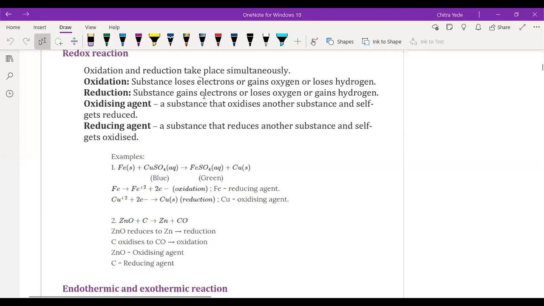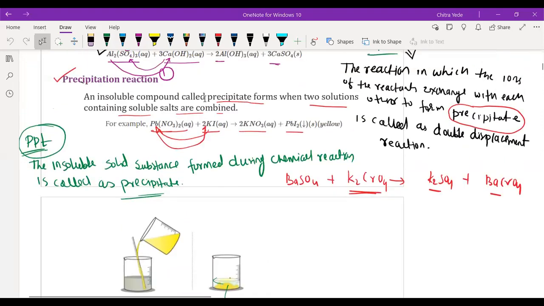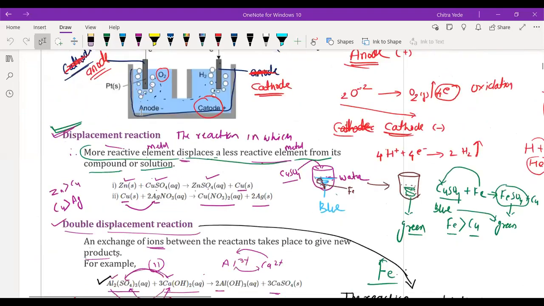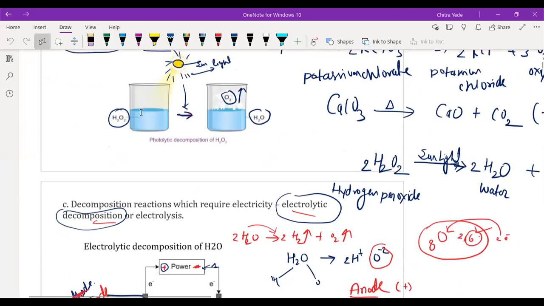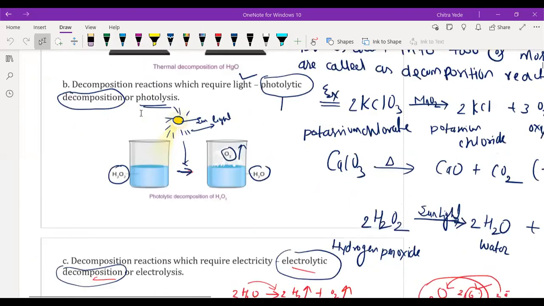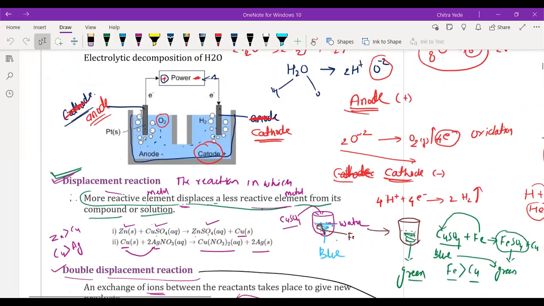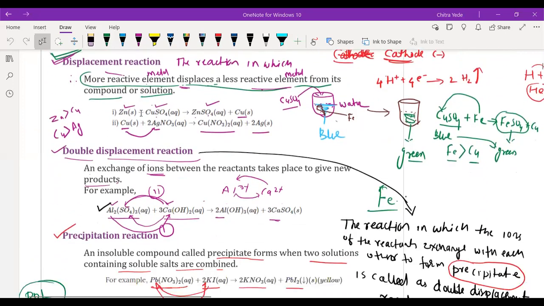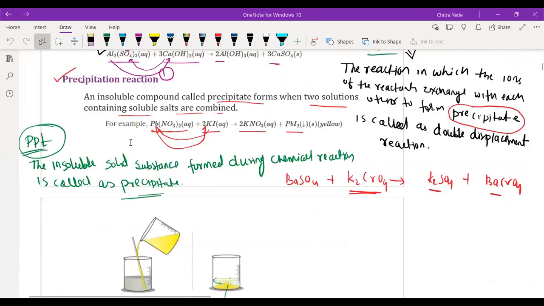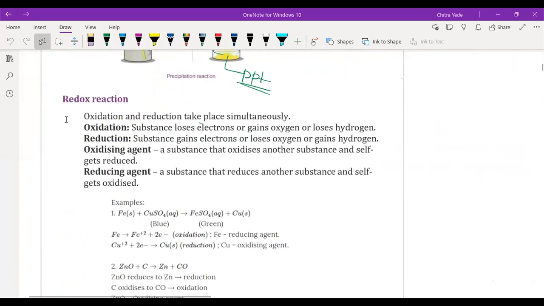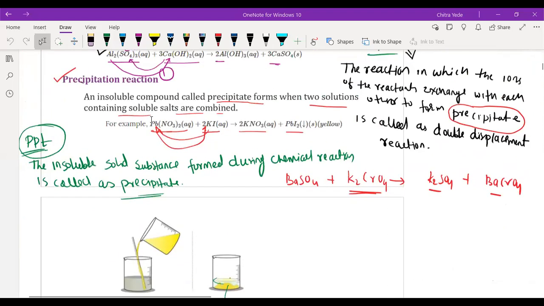So what we had discussed in the previous class, we had discussed displacement reaction, is it? Yes, sir. Then we had discussed double displacement and precipitation reactions also, na? So today we were in balancing chemical equations. Balancing chemical equations was done, na?